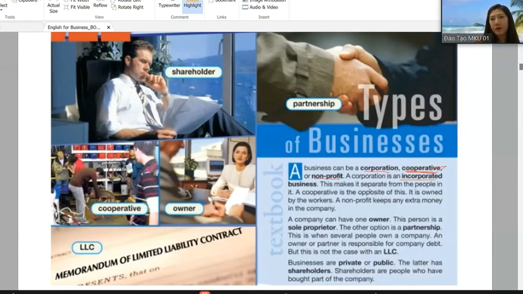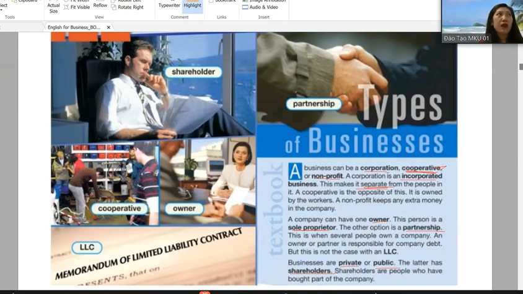How about this one? Separation. Separate. This word. Honor. How about this word? Partnership. Yes. Private. Public. Shareholders. Yes. You wrote them correctly.